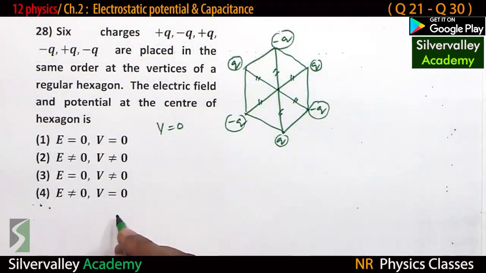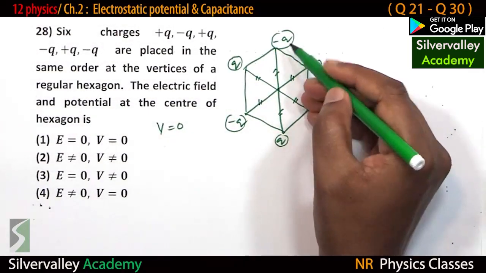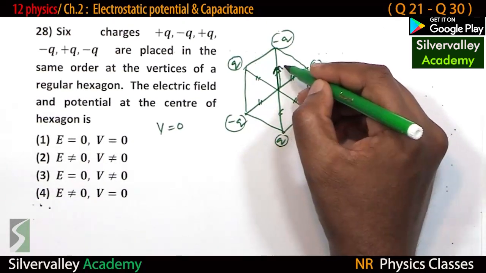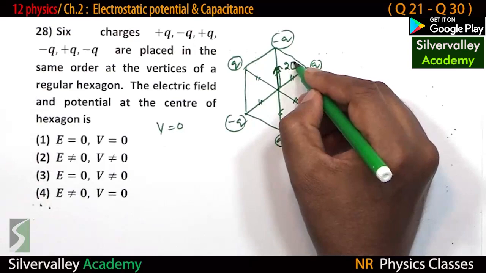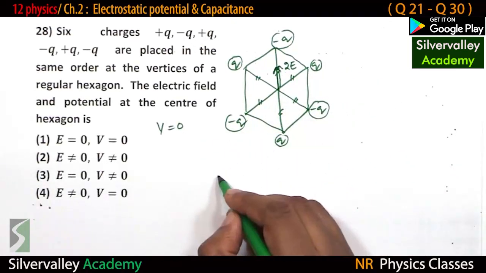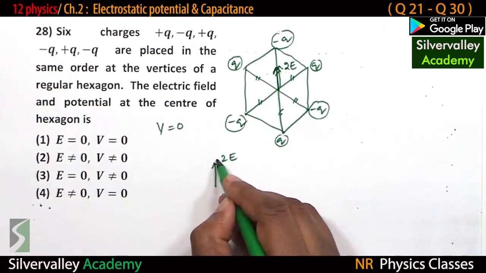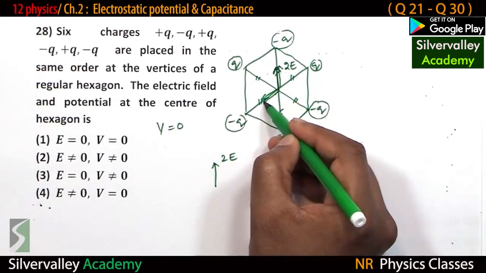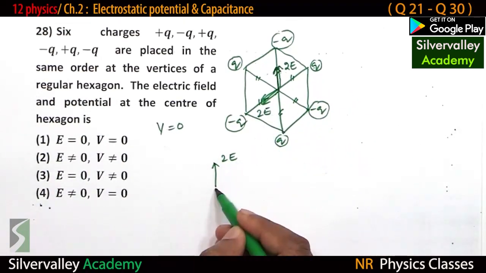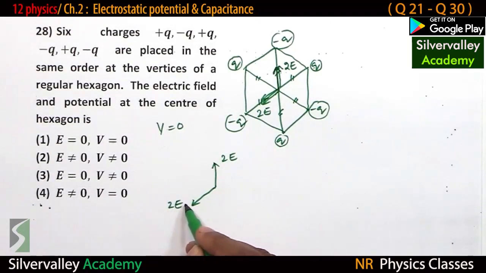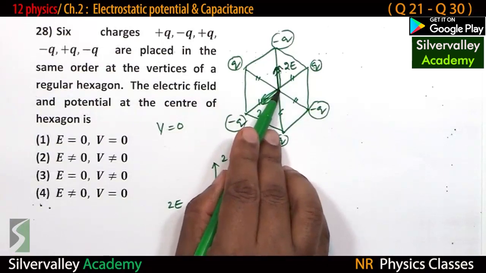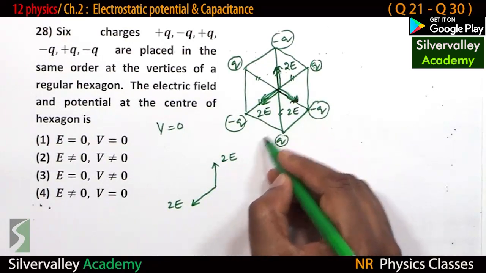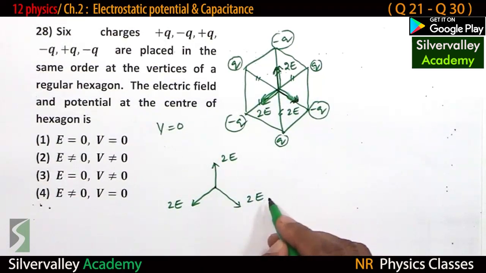Now with respect to electric field, because of minus Q, electric field is towards. Because of plus Q, electric field is away. So this is E and E, 2E. So there is 2E in the upward direction. Minus Q towards, plus Q away. So this is 2E in this direction. Because of Q away, because of minus Q towards, the sum of these two is again 2E. So this is 2E.